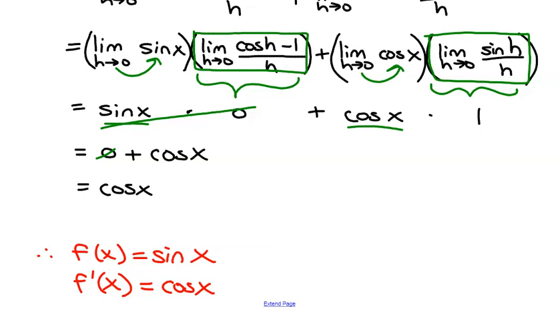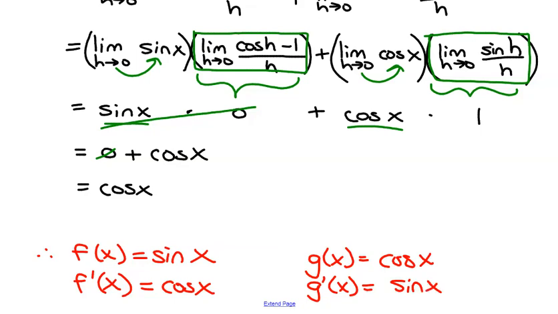Now you can do the exact same thing for cos x, but why don't I just tell you? Let's say you have a different function, cos x, g prime at x is going to be, I know you're going to say sine x, and you're not wrong actually. Sine x, but with a negative.